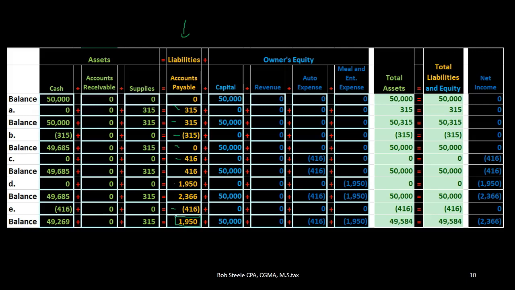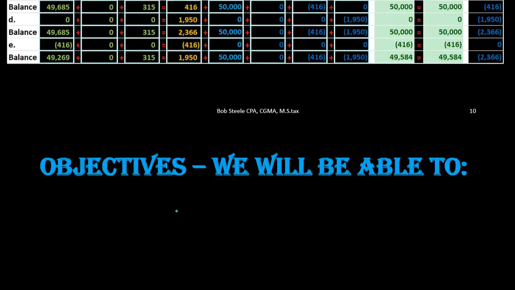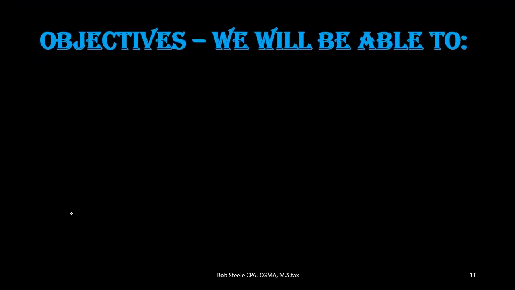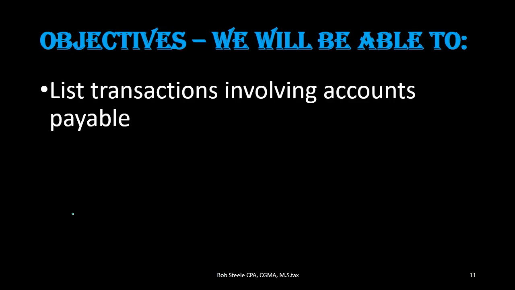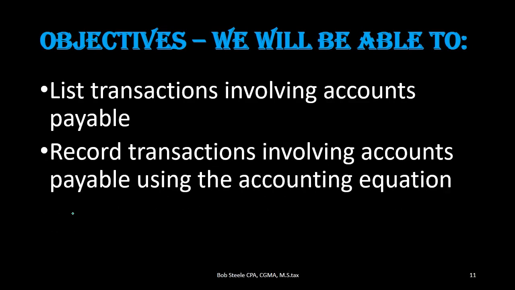That will be the typical pattern in a payable account. We're going to increase it with a bill, something that we incurred on account that we have not yet paid, and then at some point in the future, we will pay it and decrease that amount, and we should then be able to match those two amounts out, match the increases, match the decreases as we go. That should be the pattern that we will see. Back to the objectives, we are now able to list transactions involving accounts payable and record transactions involving accounts payable using the accounting equation.